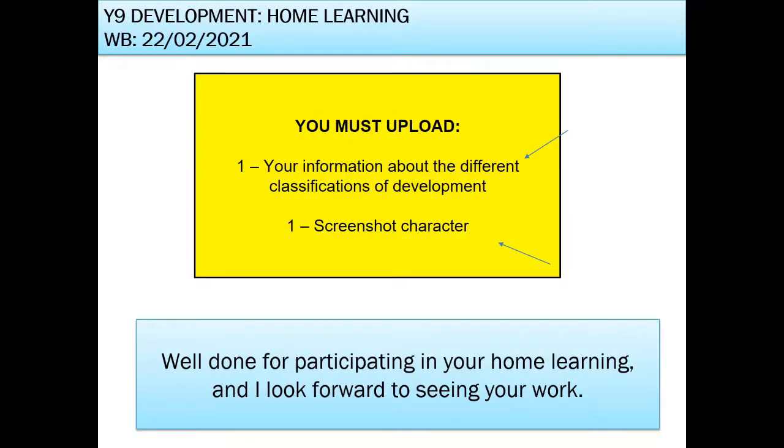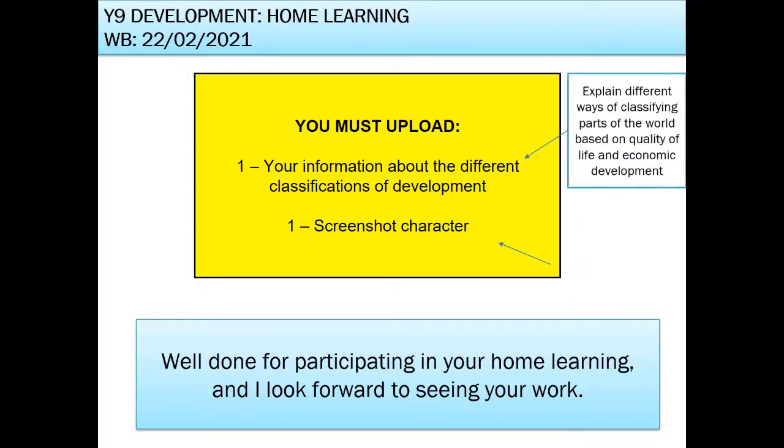Right, that brings us to the end of this lesson. Just want to quickly go through what I want you to upload to ClassCharts. First of all, can you upload your table with the information of the different classifications of development? That links to our second task, which was to explain different ways of classifying parts of the world based on quality of life and economic development. And then your second piece of work I'd like you to upload is your character, and that links to your geographical skills exam question. Once you've uploaded those to ClassCharts, you've finished the lesson.